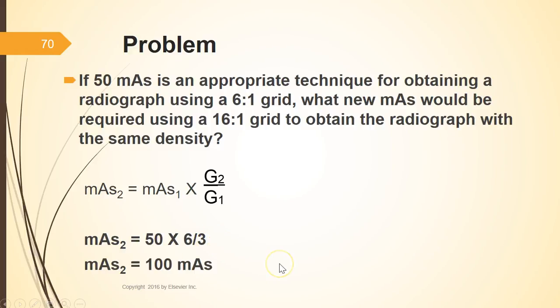2 times 50 is 100 mAs. So multiply that by the original, you have your answer. So if you increase your grid ratio, you have to increase your mAs. That's a lot of increase. We went from a 6-to-1 to a 16-to-1. We just doubled our mAs.